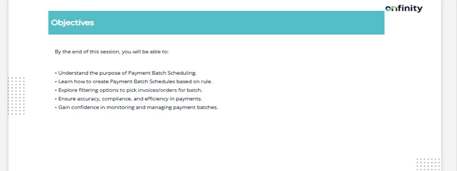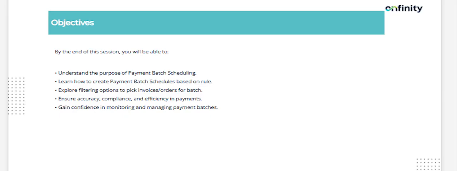Learn how to create payment batch schedules. Based on selection criteria, there are two methods to create payment batches. Manual selection: select specific records and generate payment batches. Rule-based selection: define rules that automatically pick invoices, orders, or GL journal lines according to the conditions you specify. Based on these rules, the system will create payment batch schedule records.